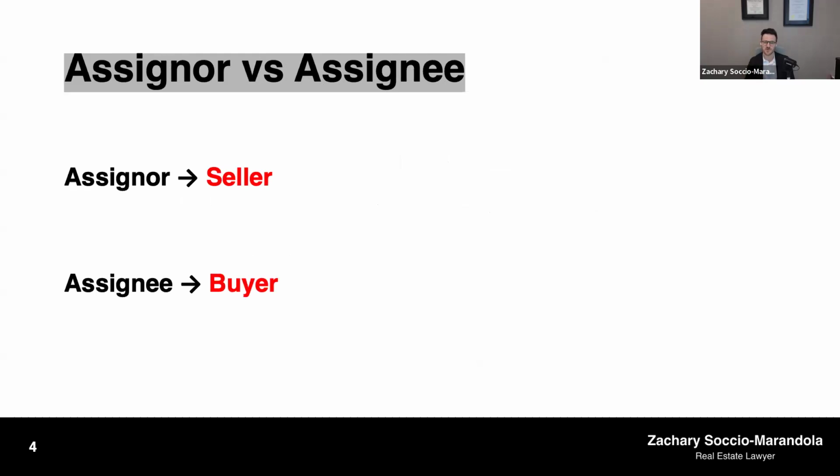Another one that trips people up. As I speak, I'll use those terms: assigner, assignee. Try and remember these. Assigner is the seller. Assignee is the buyer.